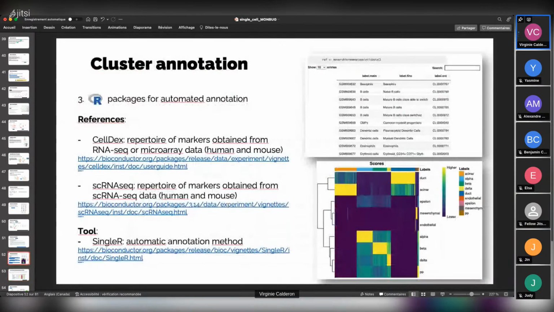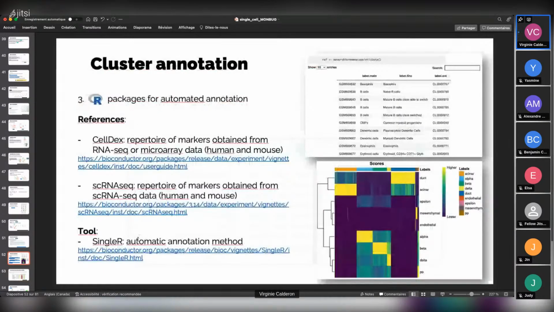Also to mention that you can add your own signature. So in SingleR, you can add your results from an RNA-seq you haven't published yet, and you will be able to use it with the SingleR package.